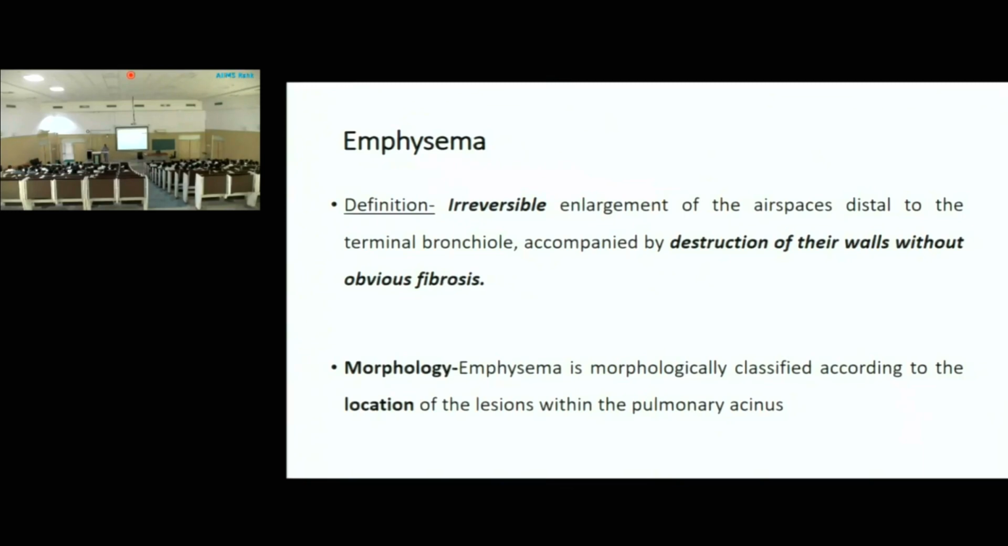So in morphology, emphysema is classified according to the location. Right? So where is the exact location of this obstruction or pathology? According to that, emphysema has been divided. So can anyone tell me what is the classification of emphysema? What are the types of emphysema? Has anyone read? Okay, no problem. I will tell you.